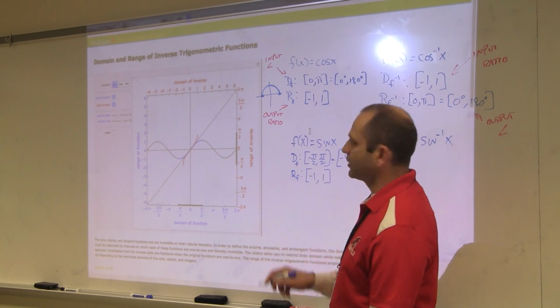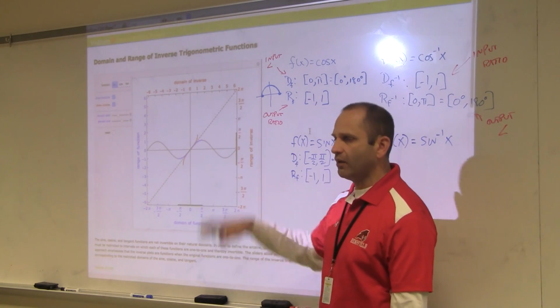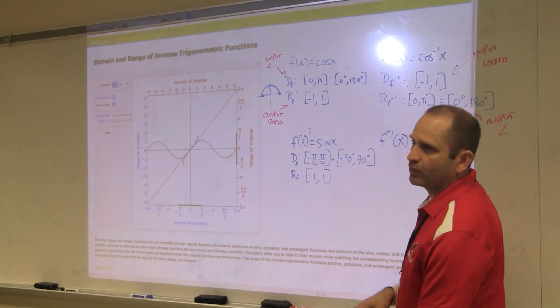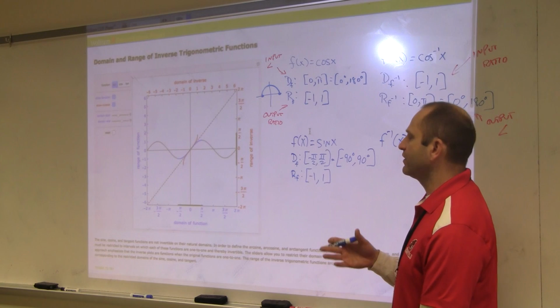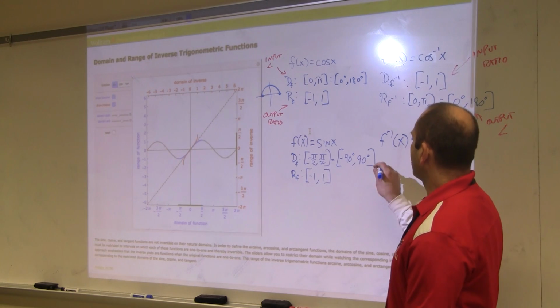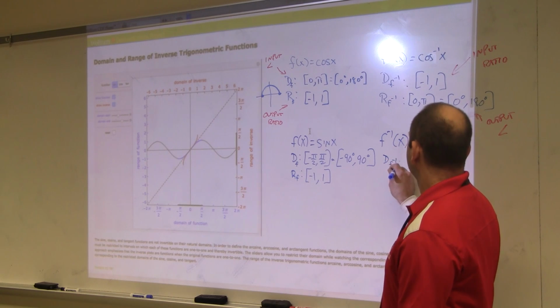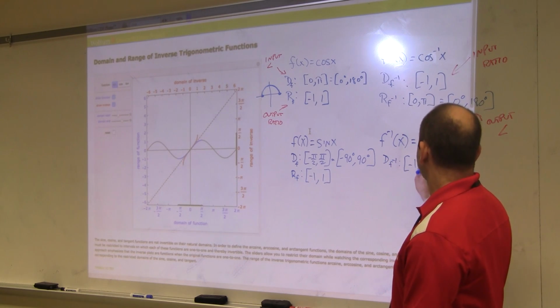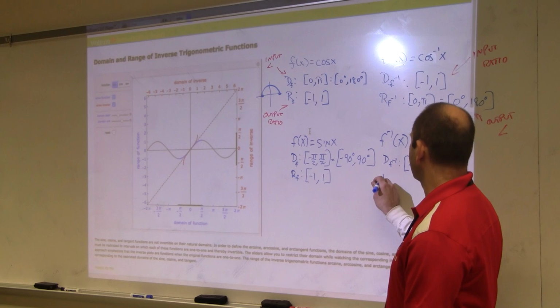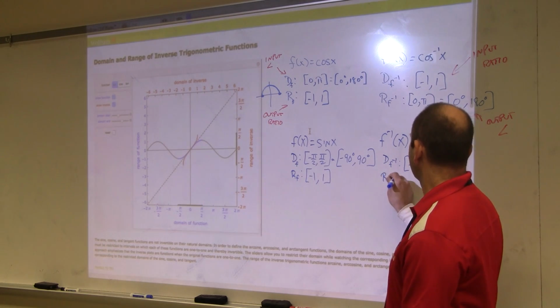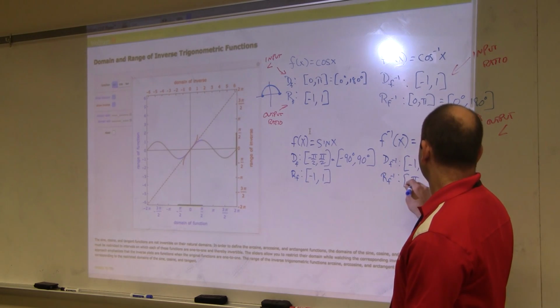Yeah, same as it was for cosine. The sine and cosine ratios are always values between negative 1 and 1. Anything higher than 1, no. Anything lower than negative 1, no. And then, of course, we're going to switch it over here. So the domain of the inverse will be the range from the original, and switch it up. The range of the inverse will be the domain from the original.